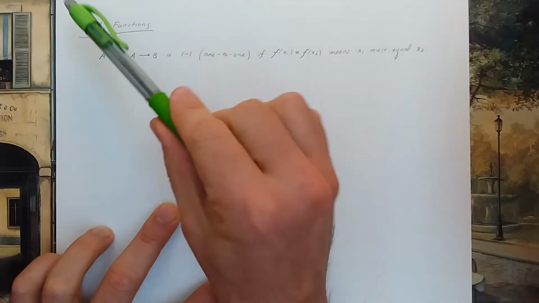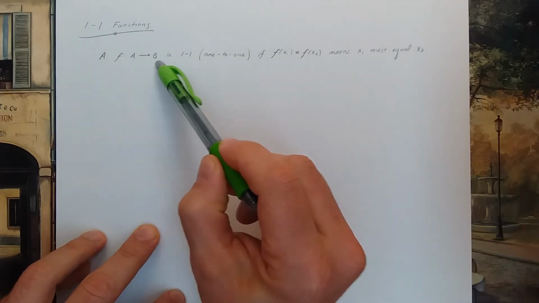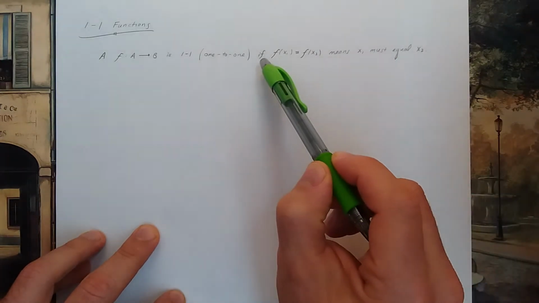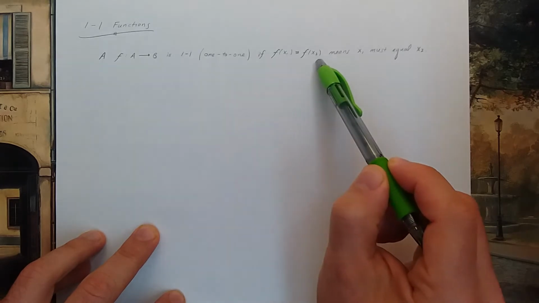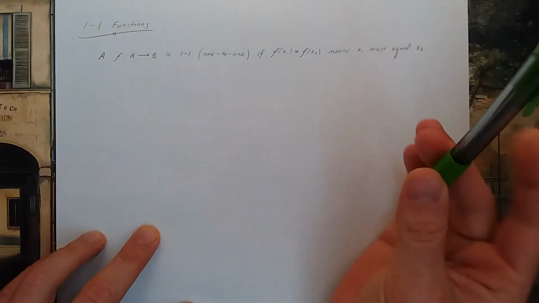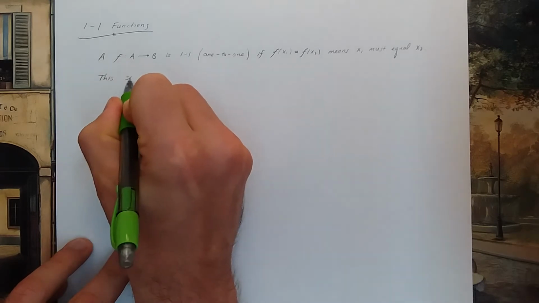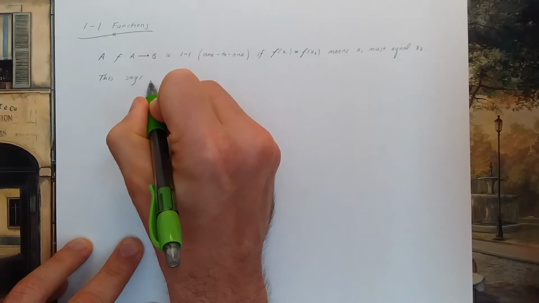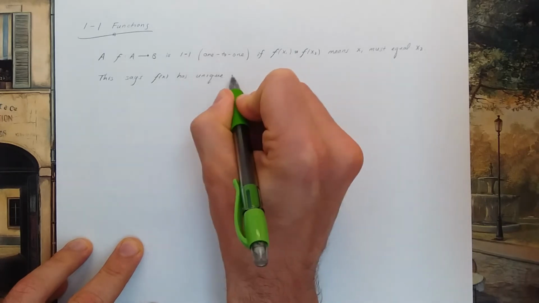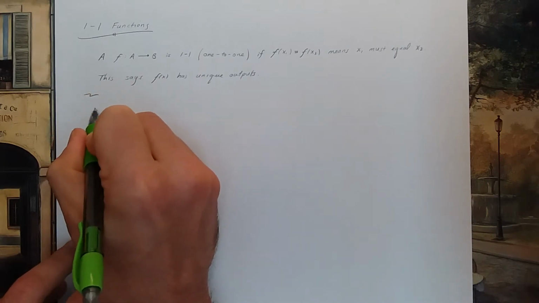This video introduces one-to-one functions. A function f from A to B is said to be one-to-one if this condition holds. This condition says that if f(x1) equals f(x2), then it must be the case that x1 equals x2. What this means is that f(x) has unique outputs, unique y values. Let's see examples.